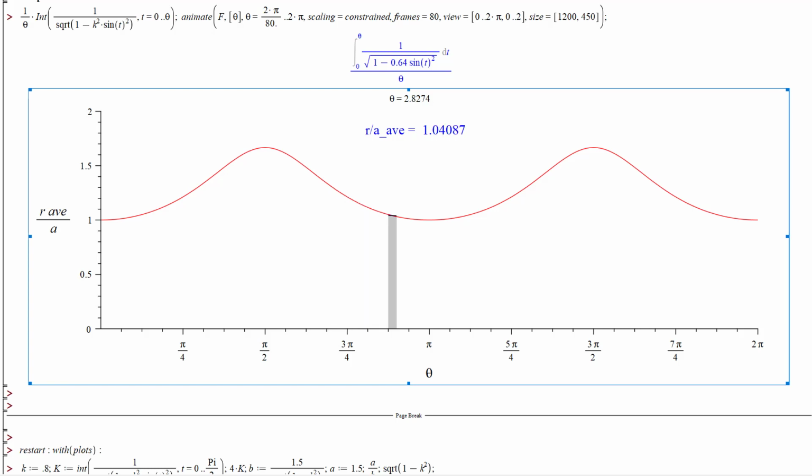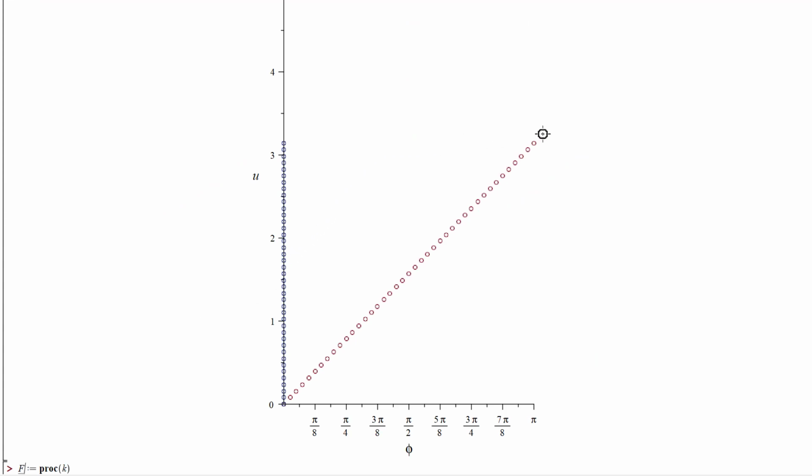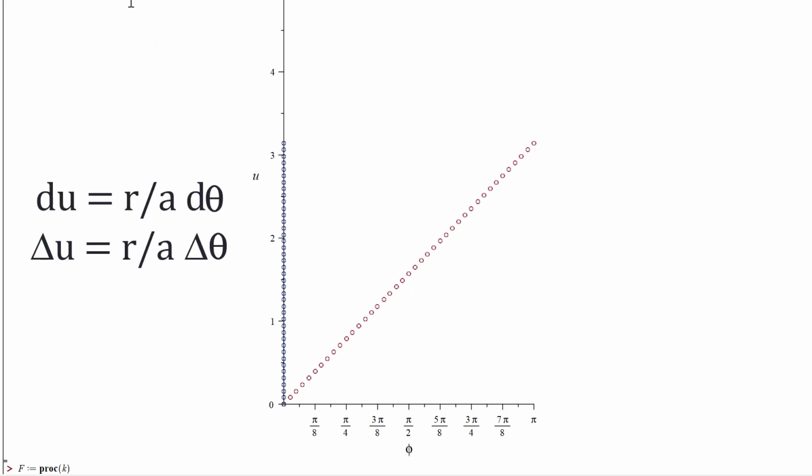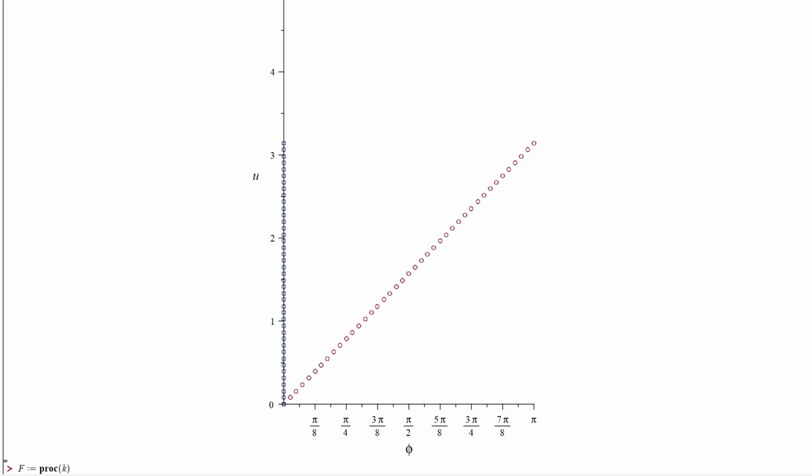But the minimum is always bigger than 1 for any positive subinterval. It's pretty close to 1, just about 1. So the graphs of the Jacobi elliptic functions are a stretching of sine and cosine, but not uniformly. So let's look at how much u is stretched by. It's stretched by r over a. du is r over a d theta. Delta u is r over a delta theta. So there's different stretching depending on the theta.